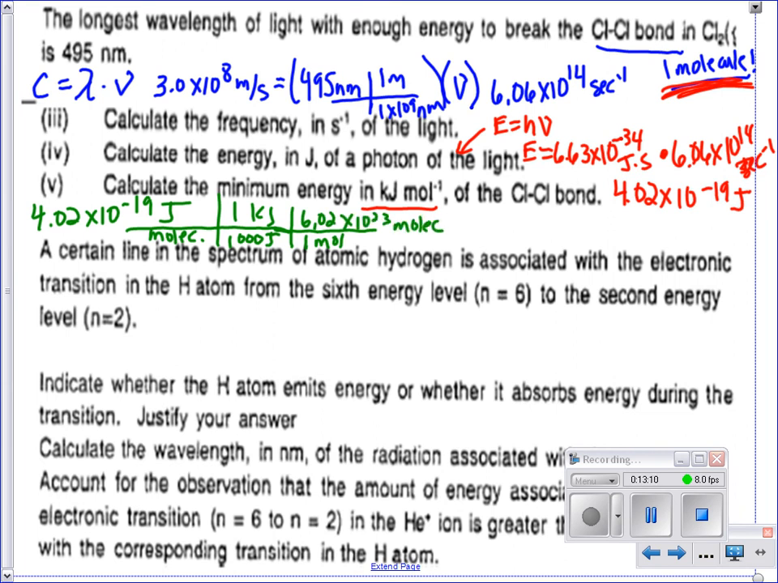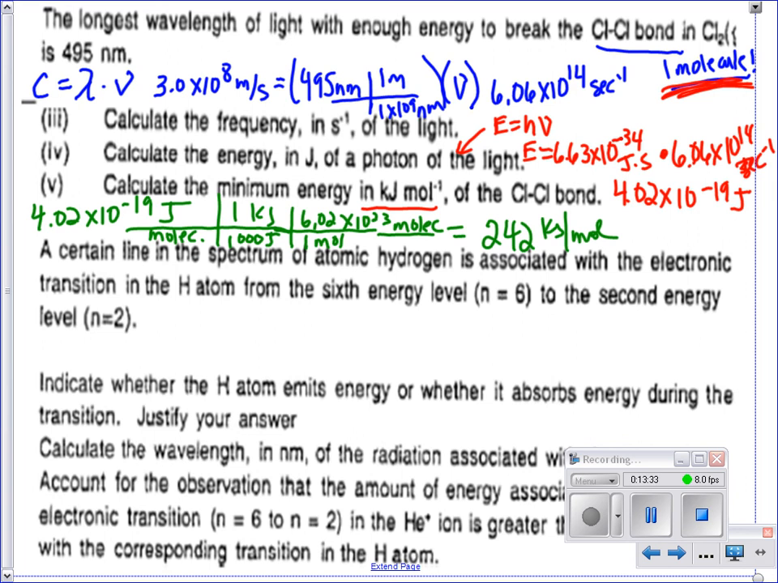And when you see this answer, you're going to realize why we like it in this unit. Because when you do it, you end up getting an answer of 242 kilojoules per mole. That's a little bit easier number to deal with than 4.02 times 10 to the negative 19th. Okay.